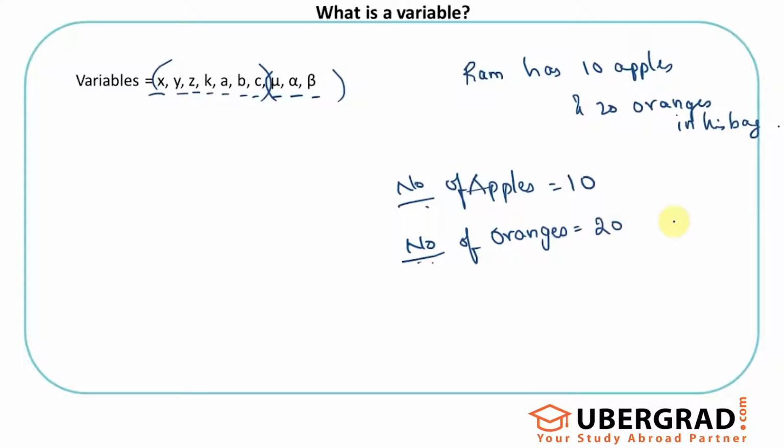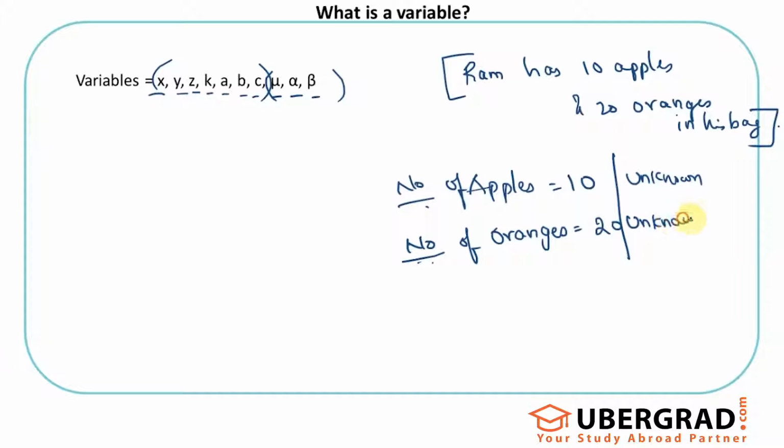Let's say Ram has not given any information. You don't know how many apples and oranges he is carrying in his bag. So now let's assume that the same question has been asked. Can you tell me how many apples does Ram have? The answer is unknown to me, right? I don't know. It could be anything. It could be 1, it could be 2, it could be 3. Similarly for oranges also, I don't know.